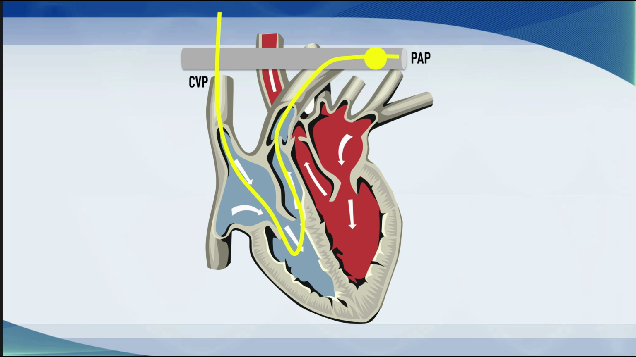The correct position of the pulmonary artery catheter either looks like this, where it opens up in a V, or crosses back over like this. In my experience, most of the time, this is the picture that you see. So let's have a look at a couple of x-rays of pulmonary artery catheters.